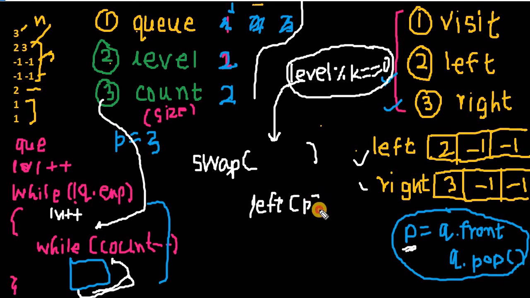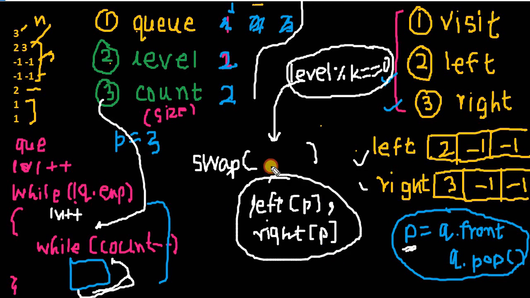I know it could be confusing for starters. However, you need to learn the BFS. Once you learn the BFS, the swapping is very simple. We are changing only the left and the right array, and these two values go into the swap function, so right of p and left of p, okay, these two are in the swap function.